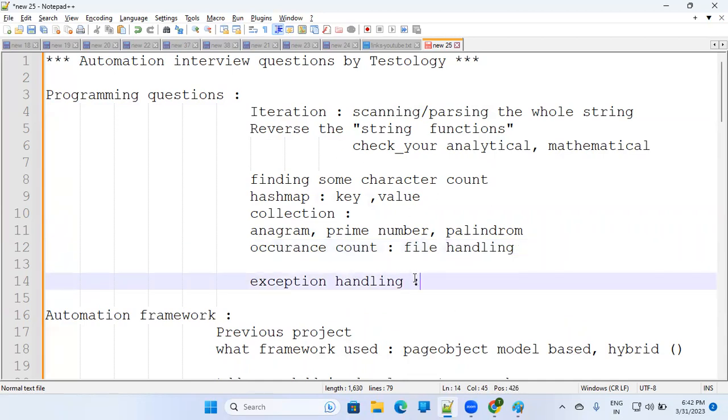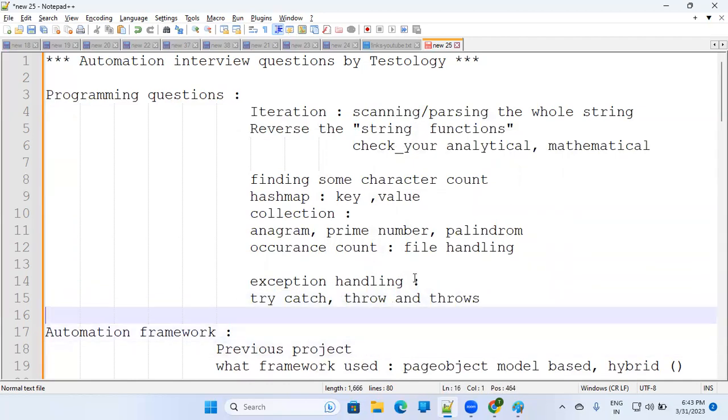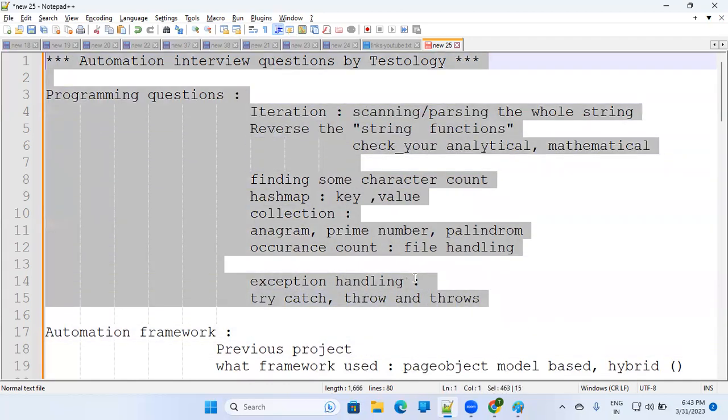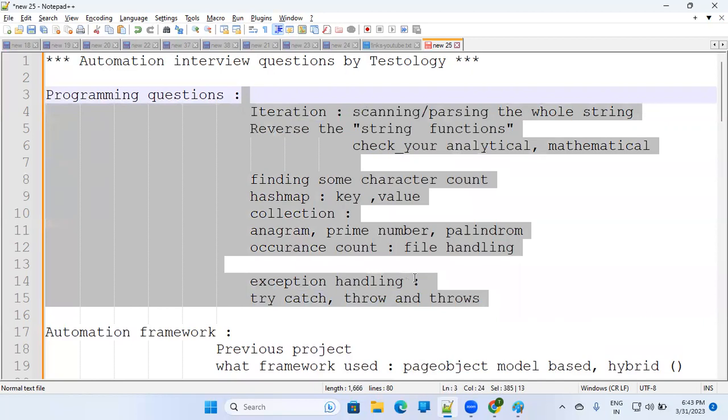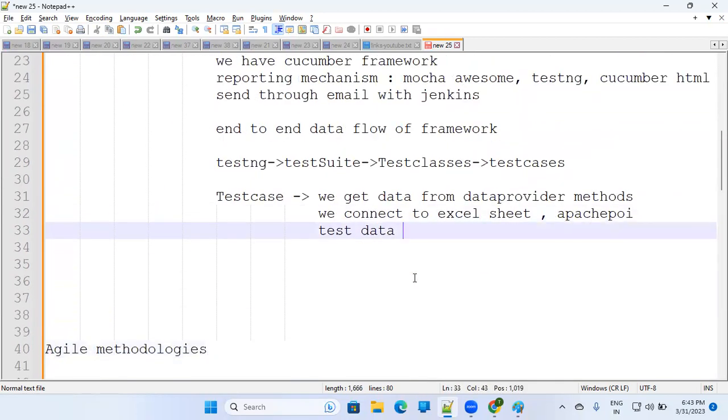Exception handling, they can ask you about the Selenium exception also, not only this exception. So try catch you should be good with. What is the difference between throw and throws? You should know that, right? If I take all these questions, it will be difficult for me, but I'll share some documents. I'm going to share some documents with you.